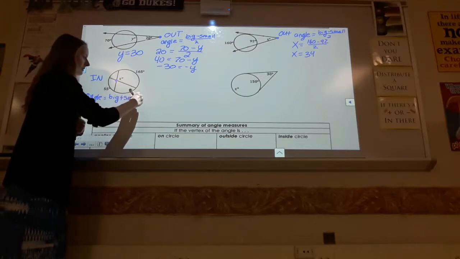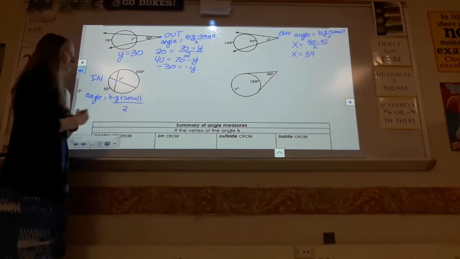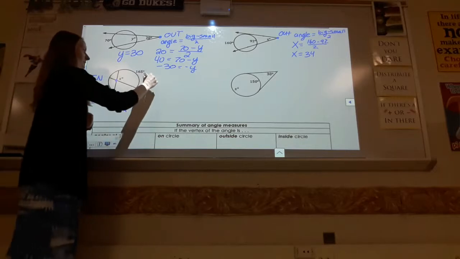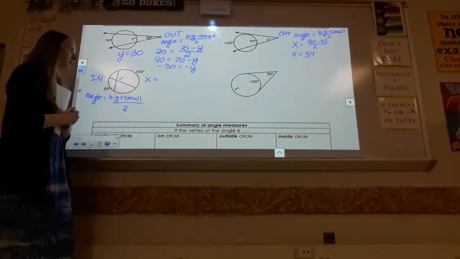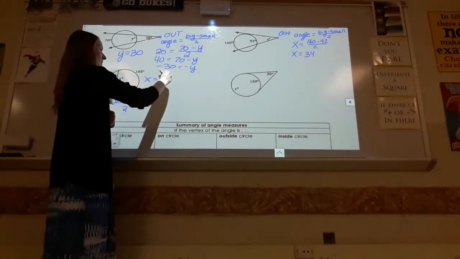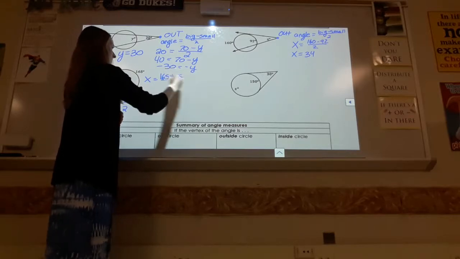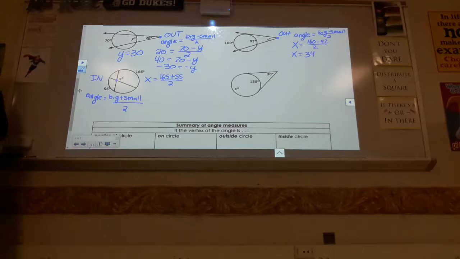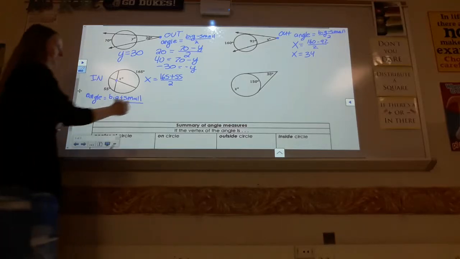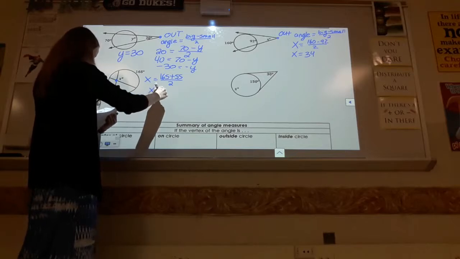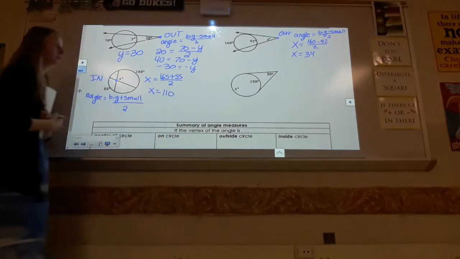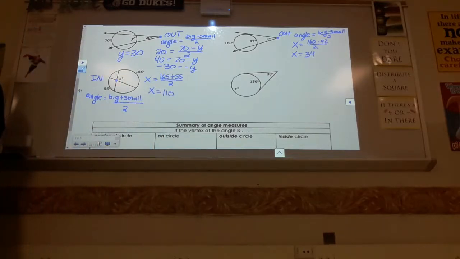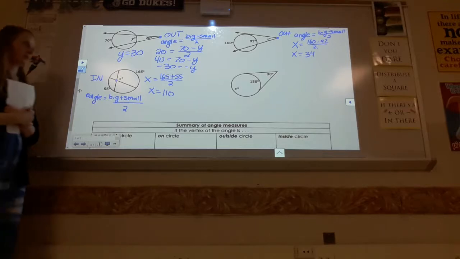So let's plug everything in. What's the angle? X. What's the bigger arc? What's the smaller one? And then I'm dividing that by 2. So again, this is another straightforward one where you can just find what 165 plus 55 is, and then divide it by 2. 110. Alright, what about this one?